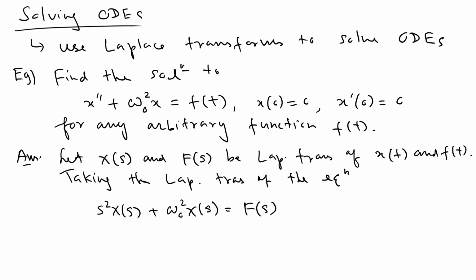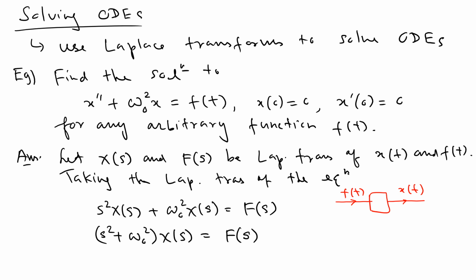So the situation is like this. Let's say you have a system, and then you put in an input function f(t), and you're trying to find the output function x(t). So you have a system, you put in the input function, and you are waiting for the output function. On this side you can simplify this as s squared plus omega naught squared times X(s), which is F(s).